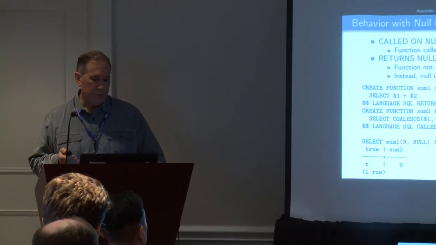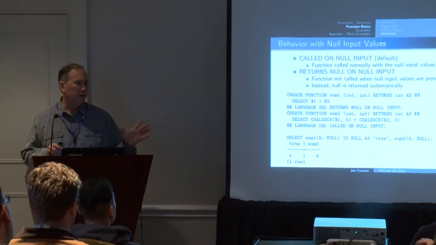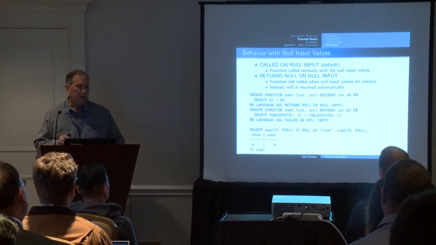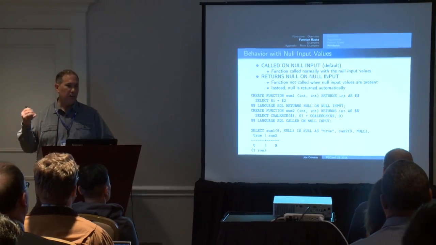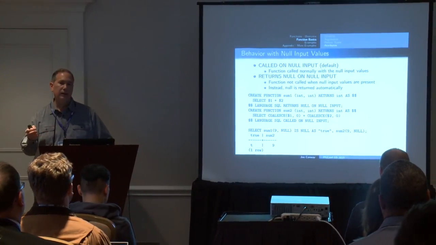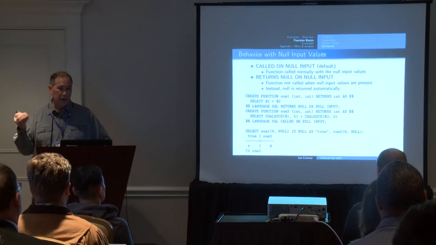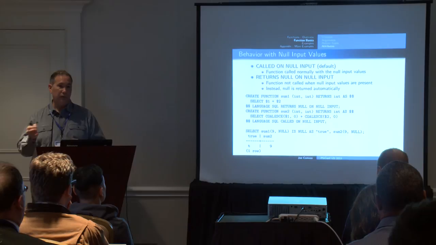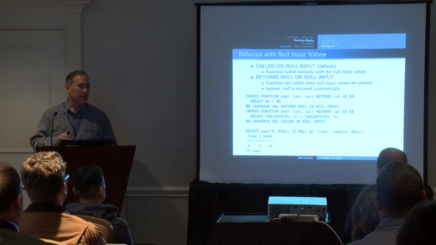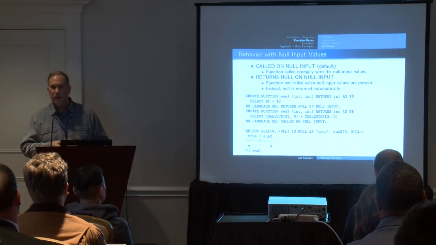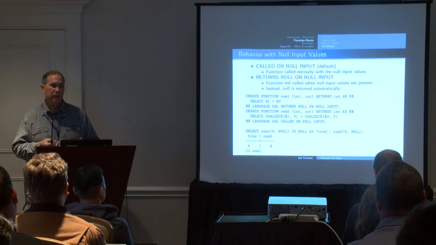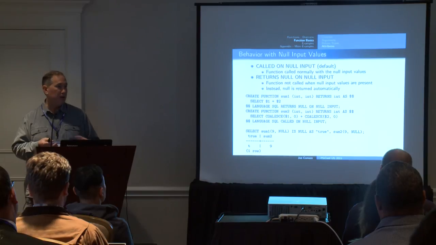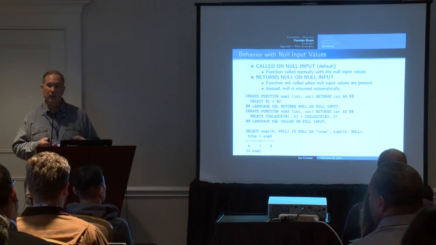Called on null input or returns null on null input, there's also an older syntax called strict for that one, though I don't mention it here. Basically, this has to do with what happens if one of my arguments is null, how am I going to handle it? By default, if my function gets called with a null, the function is going to execute. And if your function doesn't know how to deal with null, because nulls are sort of special in SQL, then it may produce surprising results. So if you're not going to define the function as returns null on null input, your function better be prepared to deal with nulls.